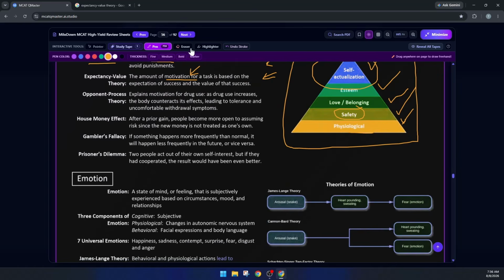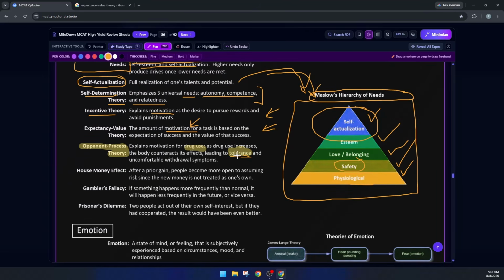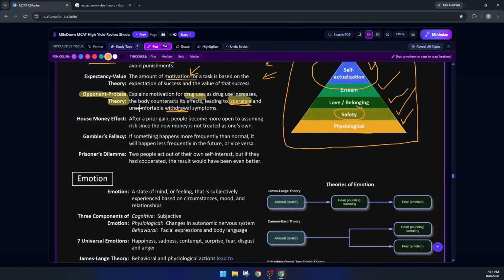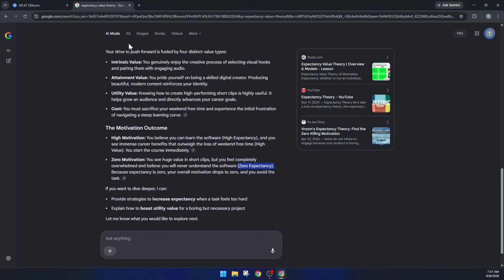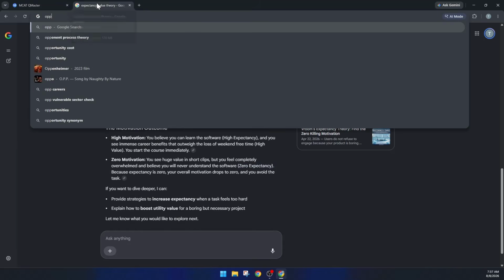Okay, let's move on to opponent process theory. Opponent process theory explains motivation for drug use. As drug use increases, the body counteracts its effects, leading to tolerance and uncomfortable withdrawal symptoms. You should understand the definitions for tolerance and withdrawal as well, by the way. Right, let's explain opponent process theory.